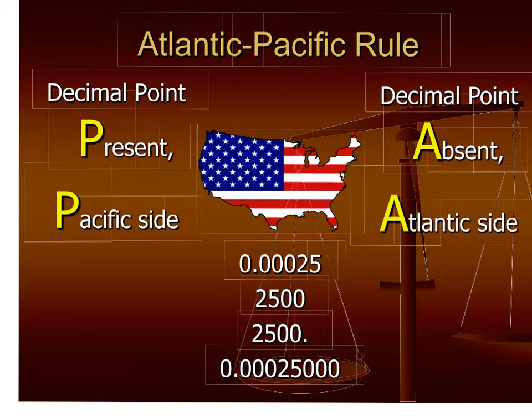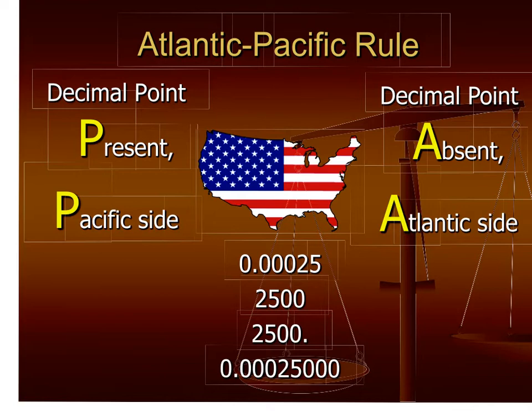Gussie talked about on Wednesday in large group, and that was the Atlantic Pacific rule. And this is going to help us determine the number of significant figures in a number. So very briefly, we said if there's a decimal point present, or the Pacific side of the United States, we're going to start on the left side of a number.